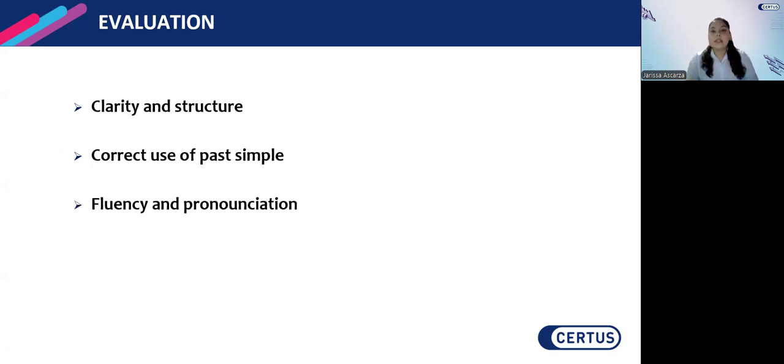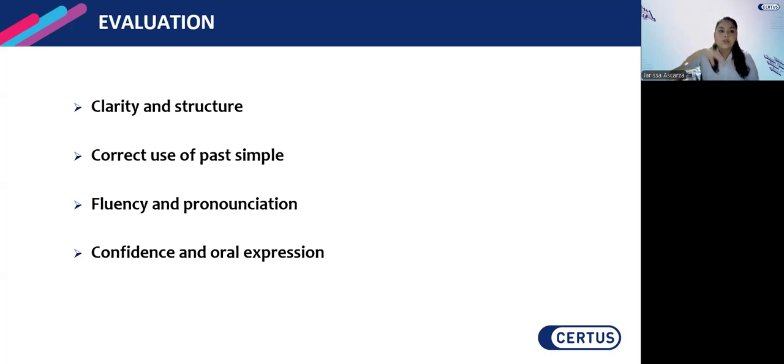What am I going to evaluate? First one, the clarity and the structure. Okay, remember, use the past simple, use the rules of regular verbs. And if your verb is irregular, look at it in the second form. The correct use of the past simple, the fluency and the pronunciation, it is important. And also the confidence and the oral expression. Remember that when we are talking in English, we do not just read in the same rhythm. Use the rhythm, use the oral expression, use your hands, use the face, just to show what you are going to talk about, okay?